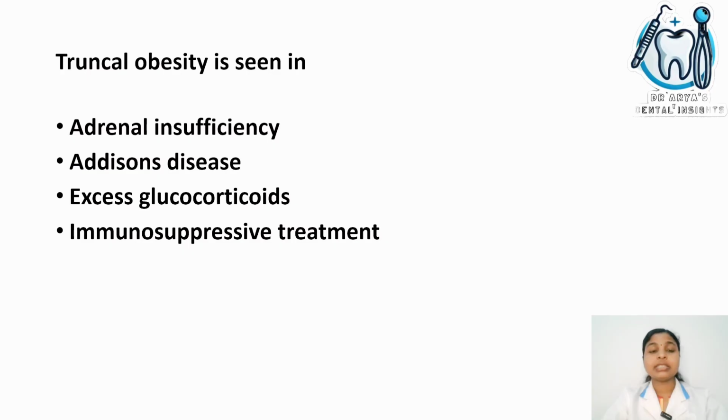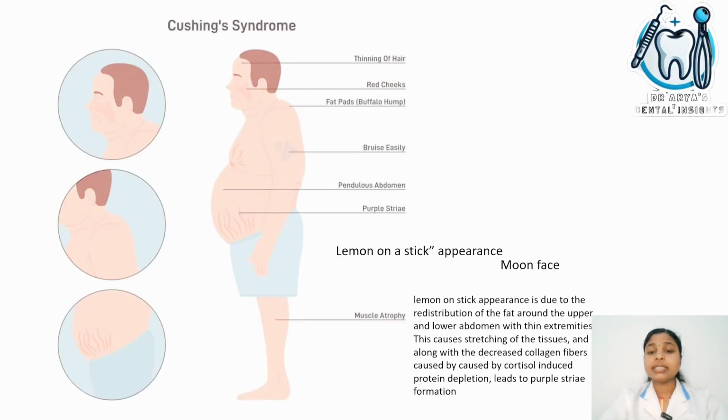Then coming to next question, truncal obesity is seen in which condition? Is it adrenal insufficiency, Addison's disease, excess glucocorticoids, or immunosuppressive treatment? So this is the Cushing's syndrome. Here there is thinning of hair, red cheeks are there, and also there is the buffalo hump. That is, fat pads are there, and then bruise easily.